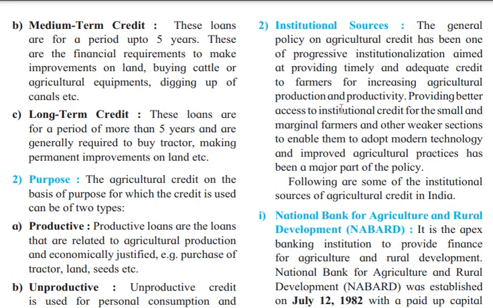So here the general policy on agriculture credit has been one of progressive institutional aim, providing timely and adequate credit to farmers for increasing agriculture production and productivity. The basic policy of giving loans to the agriculture sector is to progress the rural area, so farmers can do productive agriculture, providing better access to institutional credit for small and marginal farmers and other weaker sections, enabling them to adopt modern technology and improve agriculture.